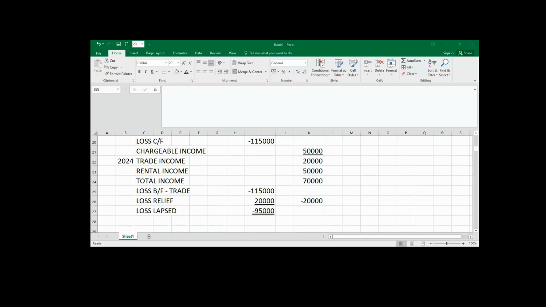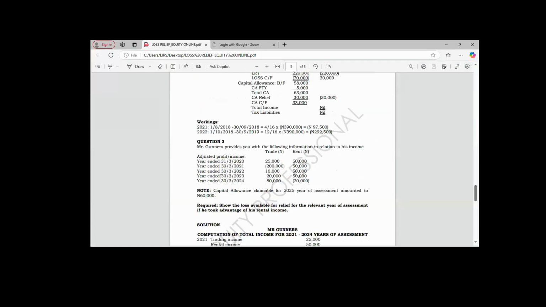Before we proceed further, I'm also seeing something in that 2024. Before we go to that loss relief, we have a loss brought forward, which is 114. We also have in 2024, let me share this. If you look at 2024, year ended 33, in year 2024, there is also a loss from rent of how much?